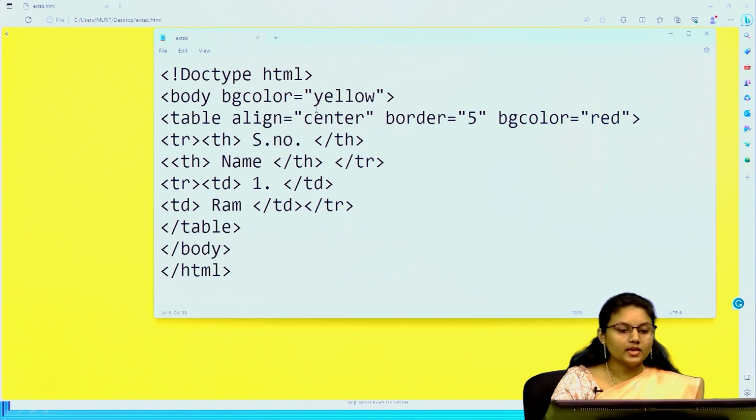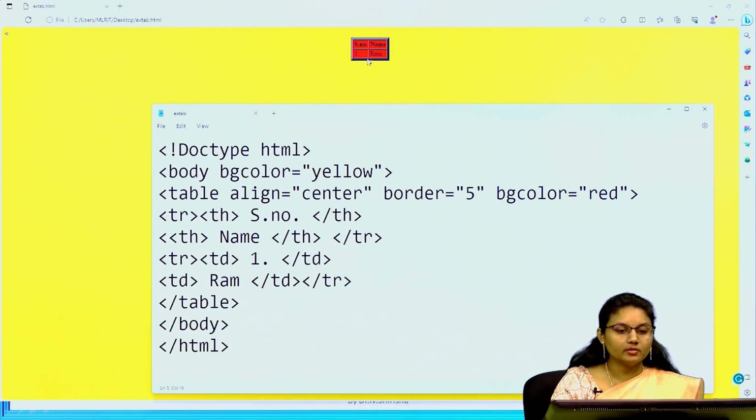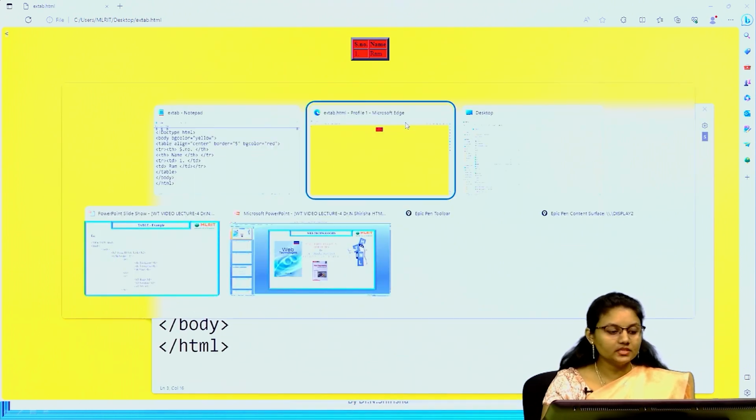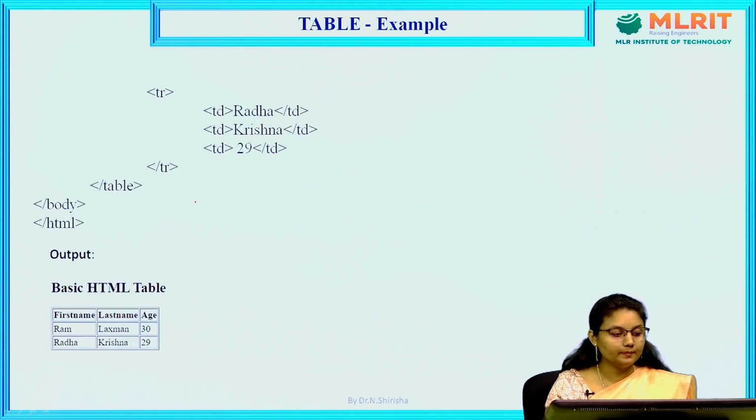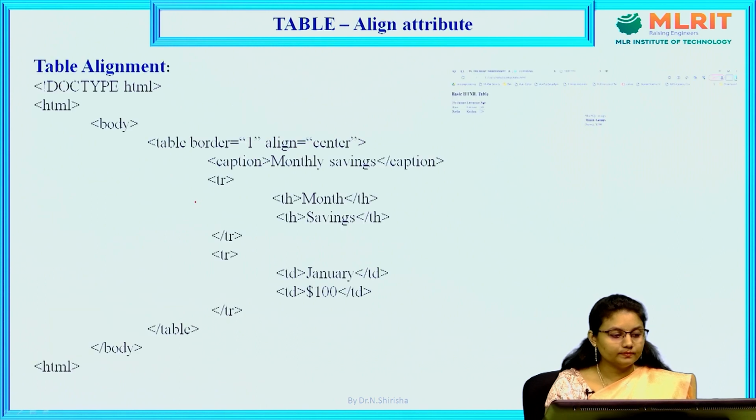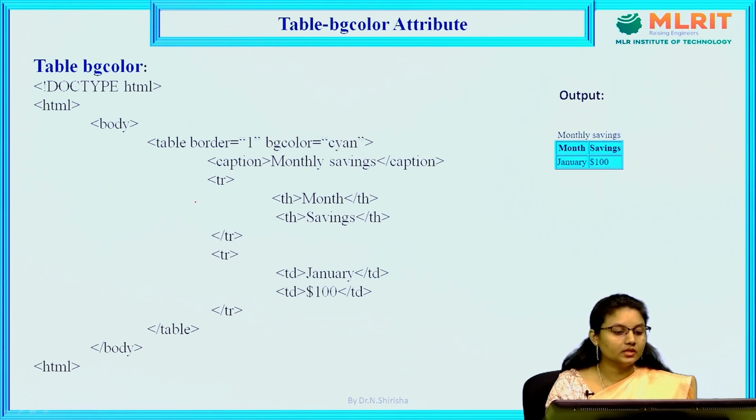So border alignment, if you're giving, you're getting the alignment at the center. Okay. So we have seen alignment and also border we have seen, right? So this is an example program for how to create a table. Okay. Then alignment. So alignment can be given inside the table element. This is also done. Background color. So bgcolor we have to give.